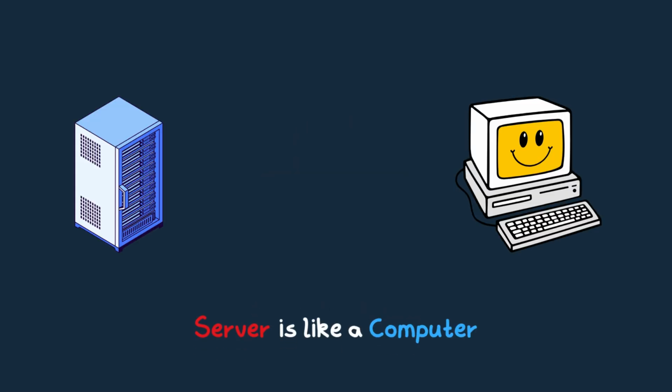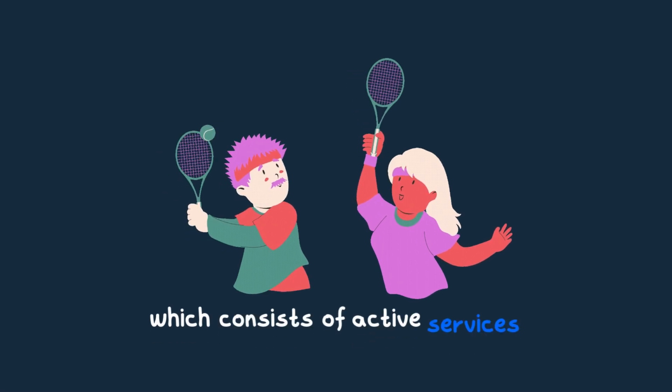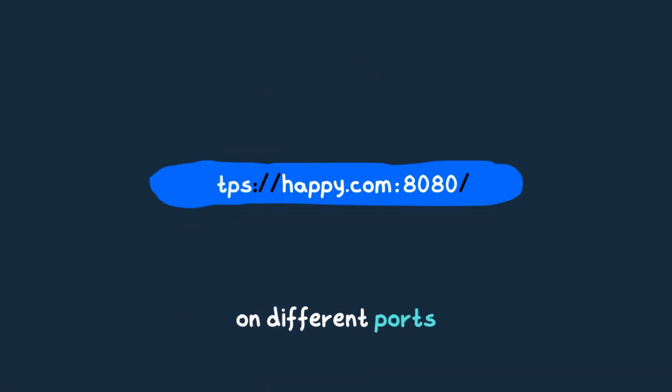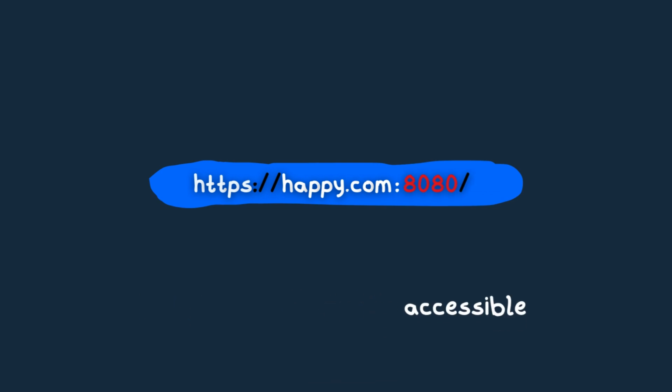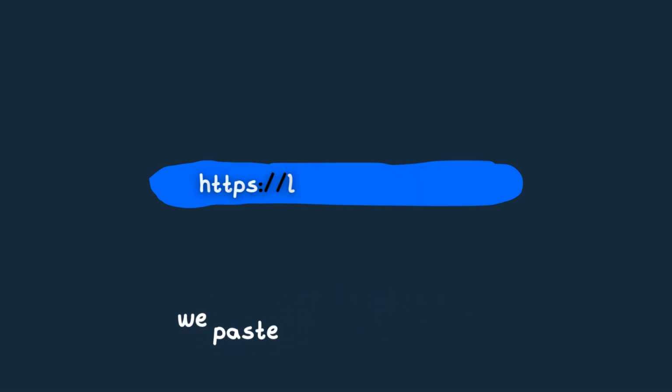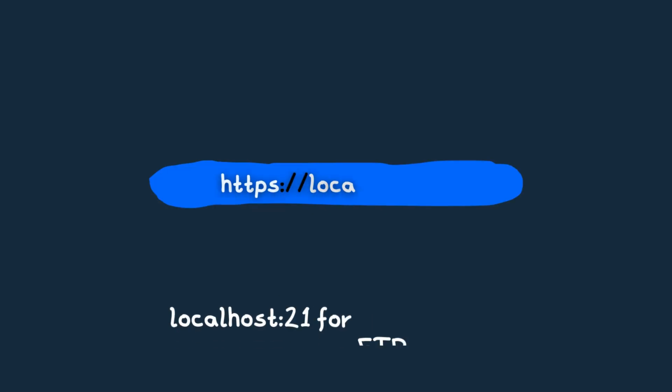Because a server is like a computer which can have its own local network, which consists of active services on different ports. Here are the possible services we might actually get hold of. And these ports can be accessible by manipulating the URL that you give as an input. So what if we paste localhost/admin, or localhost:3306 for a database, and localhost:21 for FTP services? It's all okay.